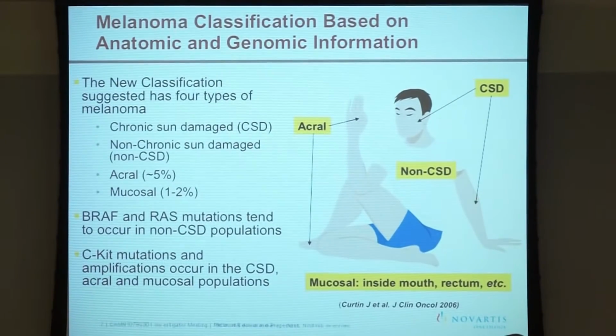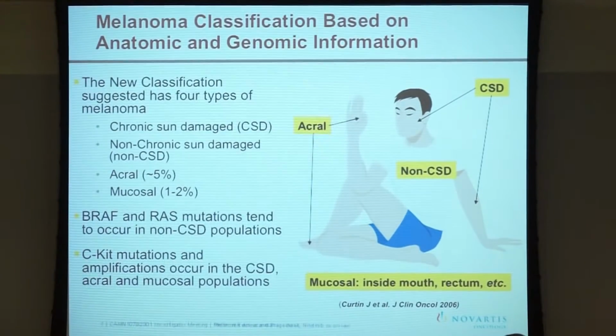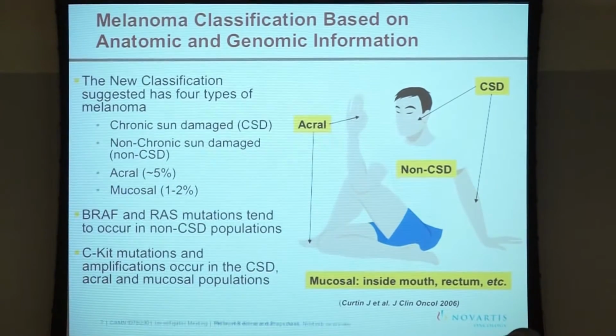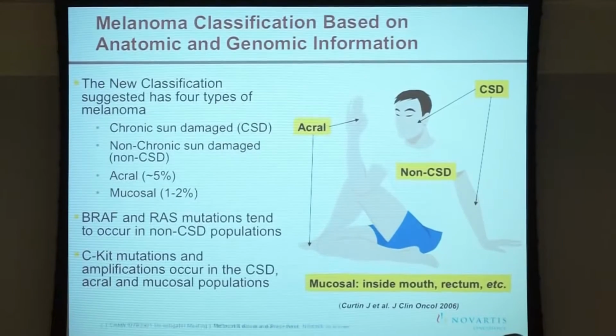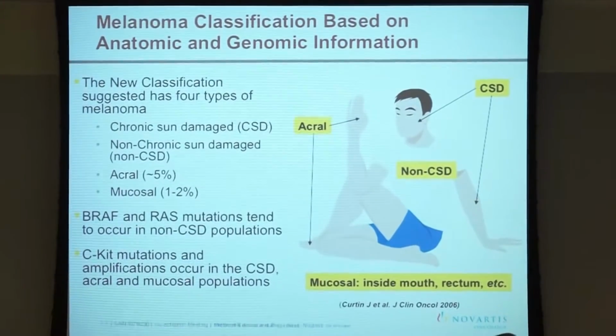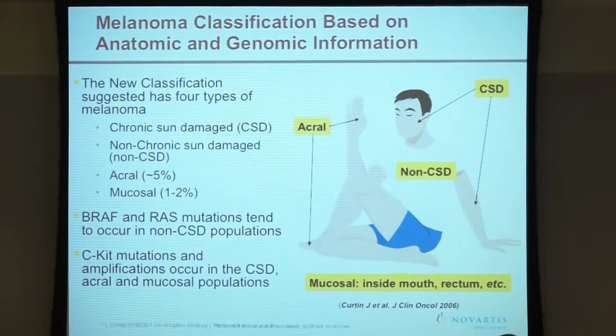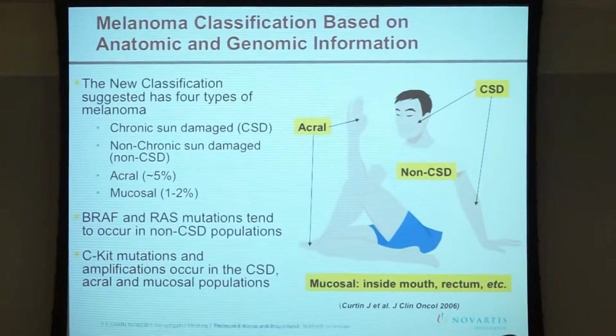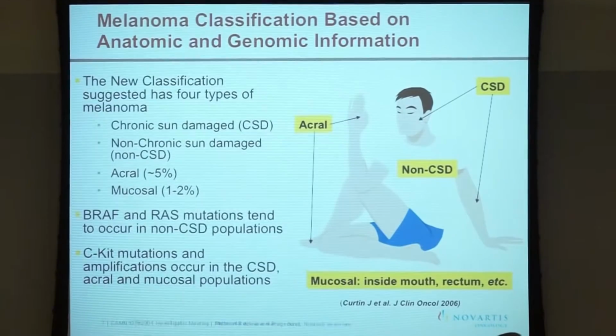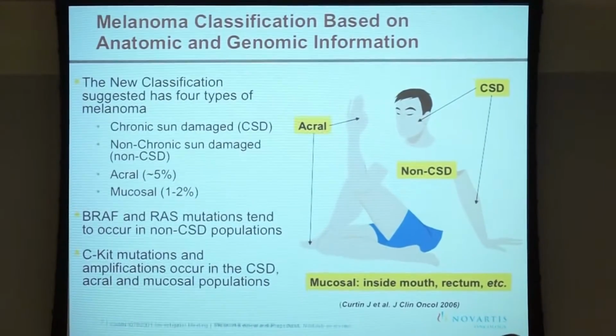Non-chronic sun-damaged skin is skin on the trunk or thighs. Here we think that acute sun exposure, sunburns as a child or adolescent, probably leads to the mutations. They have a higher incidence of BRAF and RAS mutations. Now the KIT mutations occur mostly in mucosal melanomas or melanomas on the hands and feet, palms and soles, in areas where the sun doesn't shine.